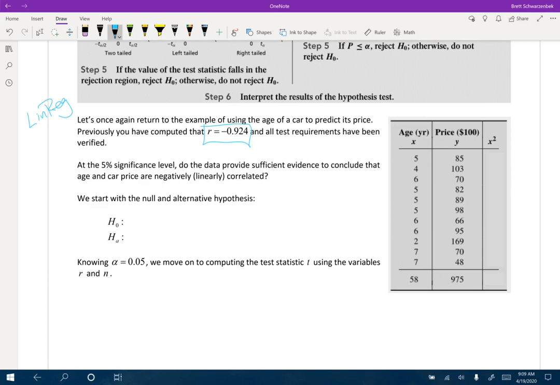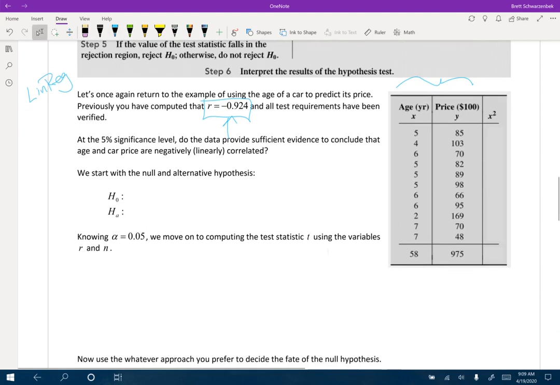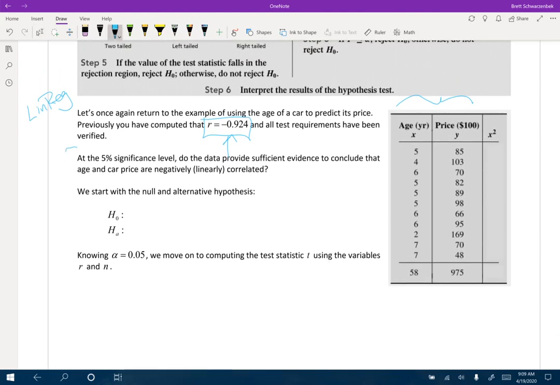In most correlation test problems, they're either going to give you r, or they're just going to give you the data set, and you would do lin reg to find r. Just note that that's usually the setup. So what would the question be? It says at the 5% significance level, do the data provide sufficient evidence to conclude that age and car price are negative linearly correlated? If you see "do data provide sufficient evidence," you know it's a test.